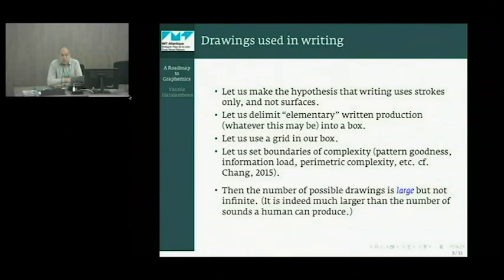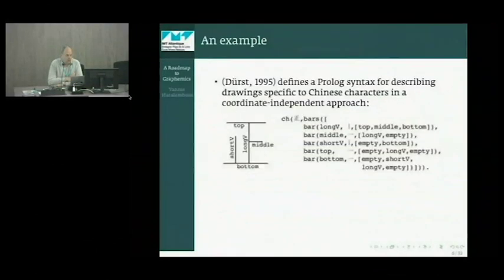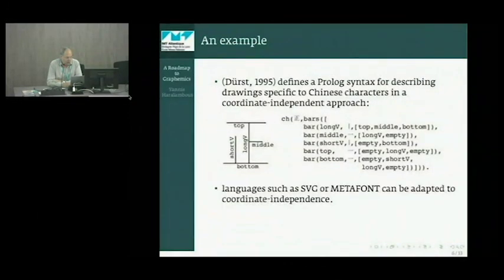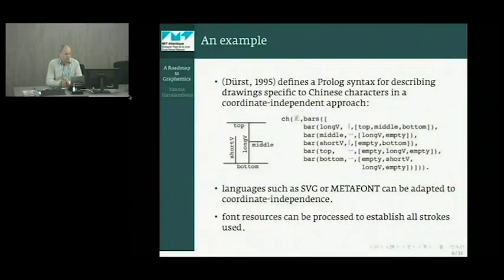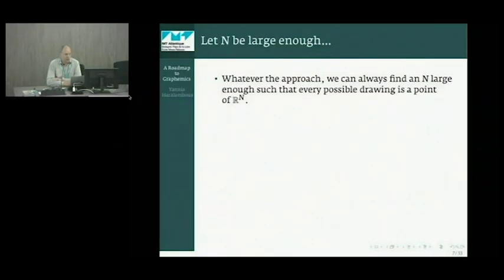It's certainly bigger than the number of sounds a human can produce. And Martin Dürst has already made a proposal in Prolog language to describe drawings. His proposal was specific to Chinese characters, but it could easily be generalized in a more general context. There can be markup languages or programming languages for defining arbitrary drawings, but compatible with our goal. And one can also imagine font resources, because they also have code which could be used to find all possible strokes used, and hence all possible drawings a human can make.